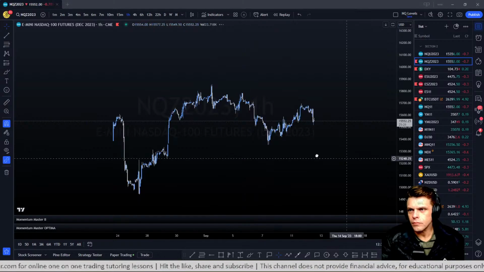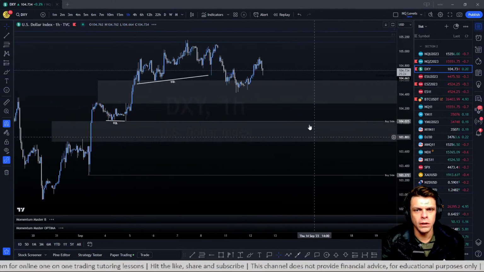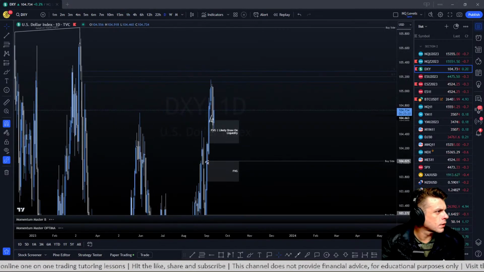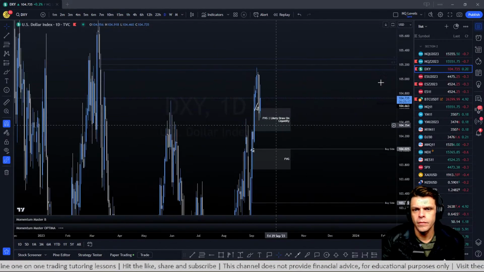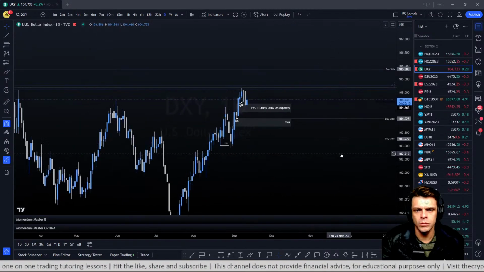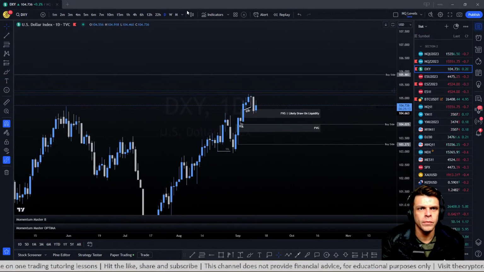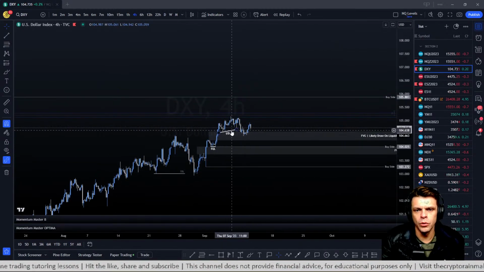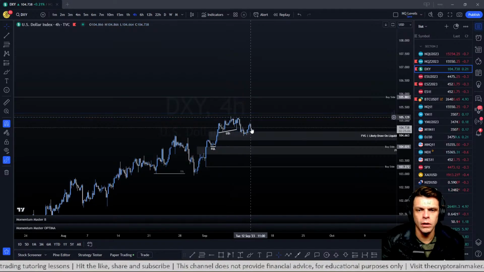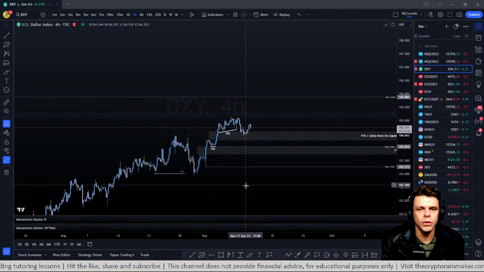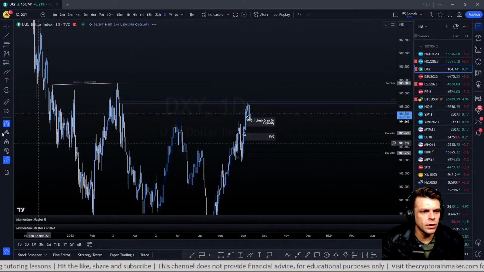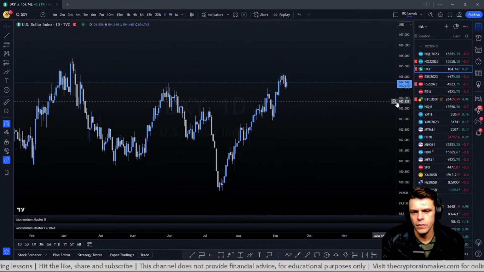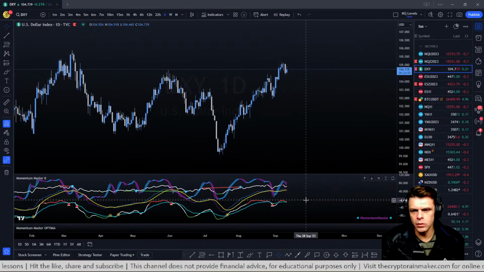Alright, let's start the analysis with the dollar index. Start with the daily. Okay, so I'm gonna start with a clean chart today. But this is basically what we projected to move to sweep the relative equal lows before getting another little move to the upside. So let's go back to the daily. Then I'm going to remove everything. And let's switch on the Momentum Master B.